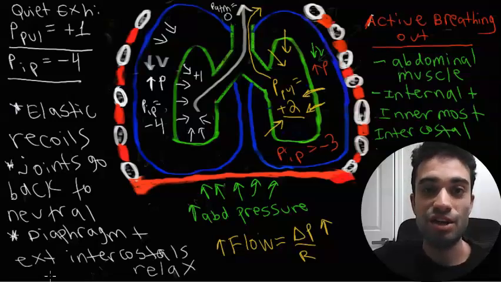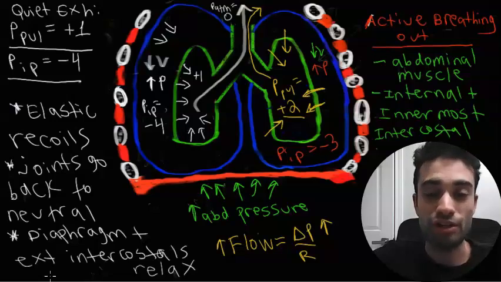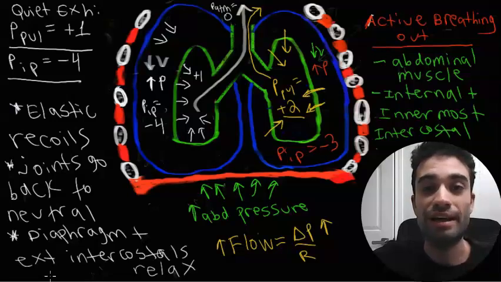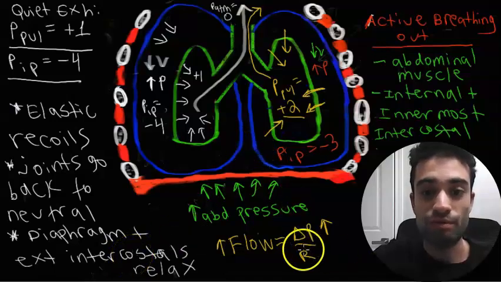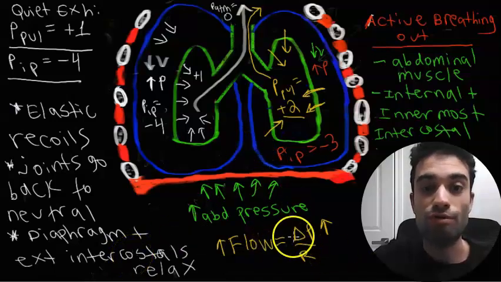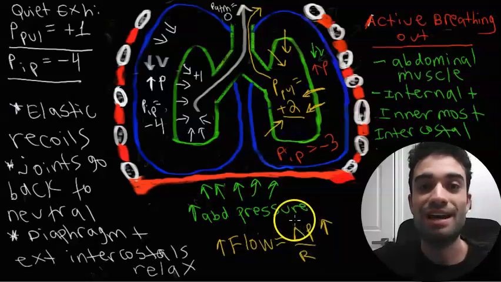And as the thoracic volume decreases, the pressure goes up, right? And there's a higher pressure within the lungs. The pulmonary pressure goes up, increasing the gradient between the lungs and the atmosphere, so more air can rush out. As we already mentioned, there's a bigger pressure gradient, so therefore there will be more flow from the lungs out into the atmosphere.